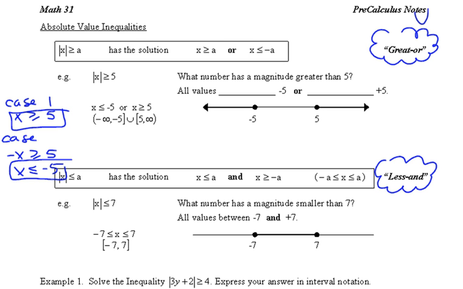So all values less than negative 5 or greater than positive 5, or equal to, oh darn it, I'll write it here. I just spelled greater wrong because I'm so used to it. Equal to.